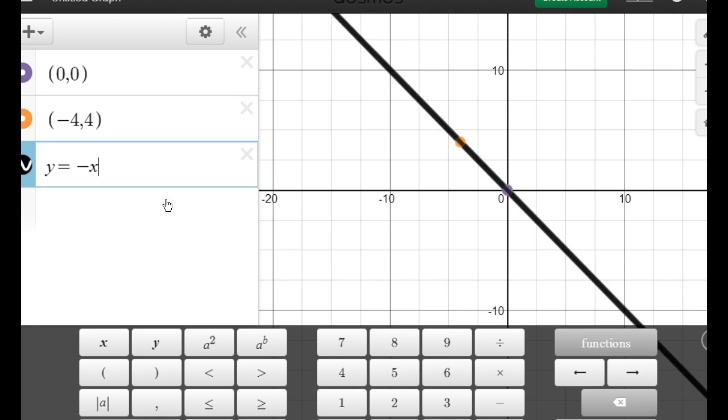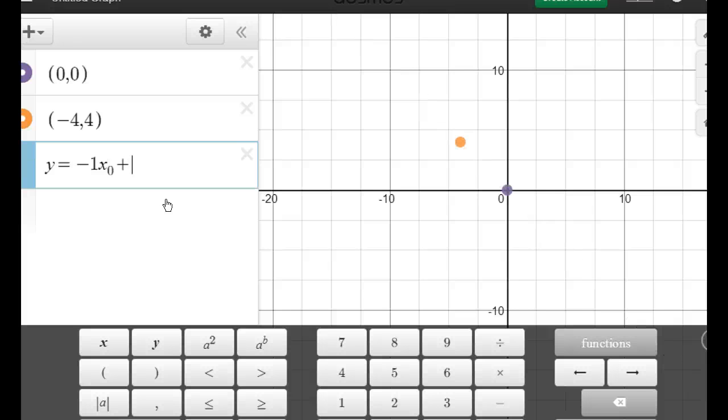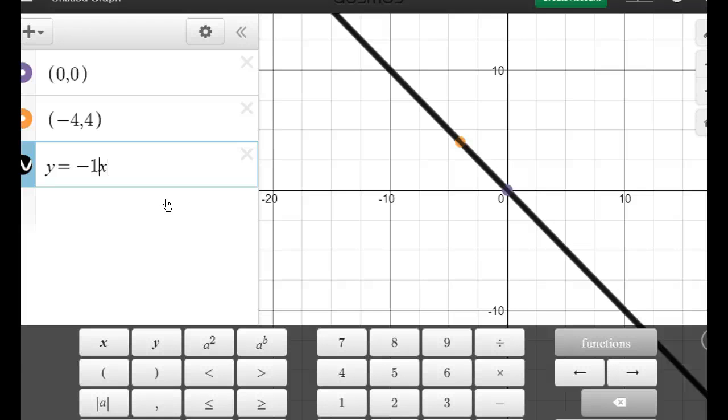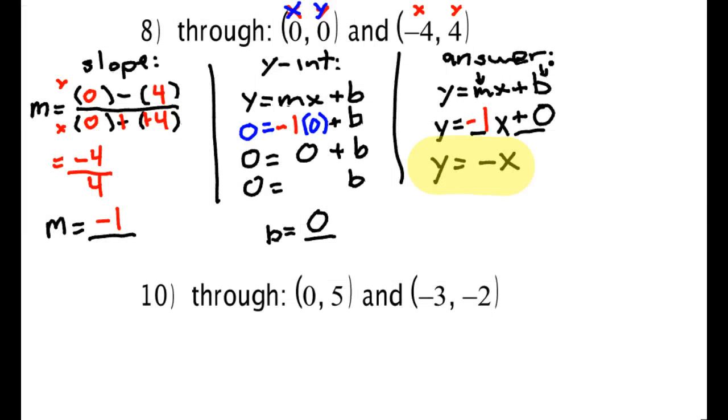Of course, if you put y equals negative 1x, you see how having that negative 1, that doesn't change it. If I put 2, that changes it. But negative x and negative 1x does not change anything. Same thing if I put plus 0. Doesn't change it. So we can just drop anything that we don't really need. So y equals negative x. Now you verified, and now you can move on. That'll be the process.